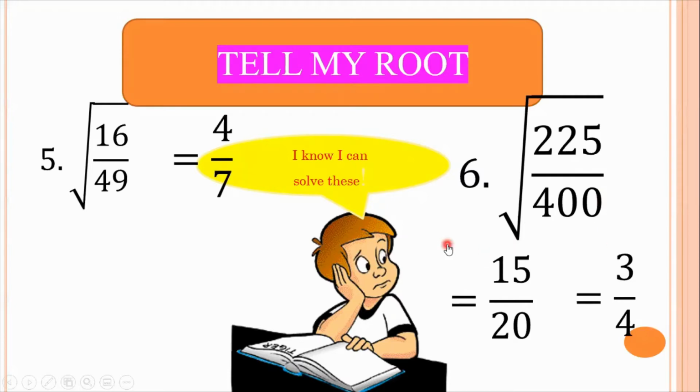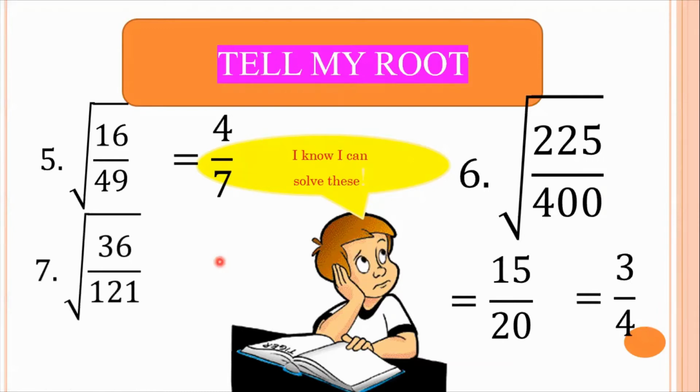Okay, naintindihan ba guys? Number 7. Square root of 36 over 121 is 6 over 11. Yes, guys, natutunan ba? Practice lang. Always practice. And always memorize the squaring numbers to solve this topic.